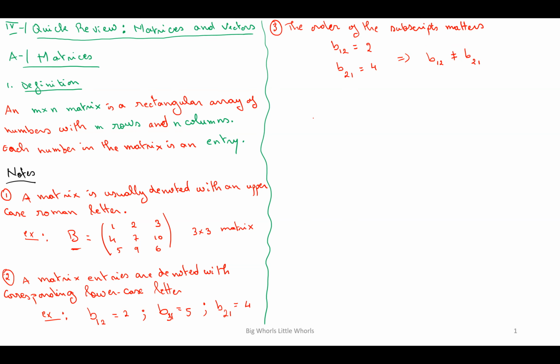The next note: the set of all m by n matrices is denoted by big M, with subscript m by n.